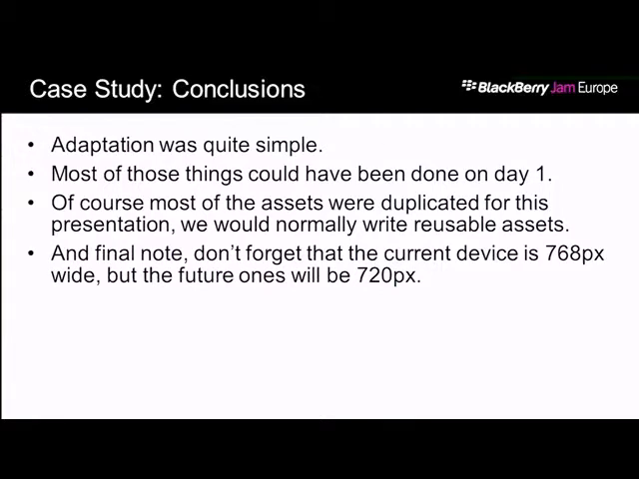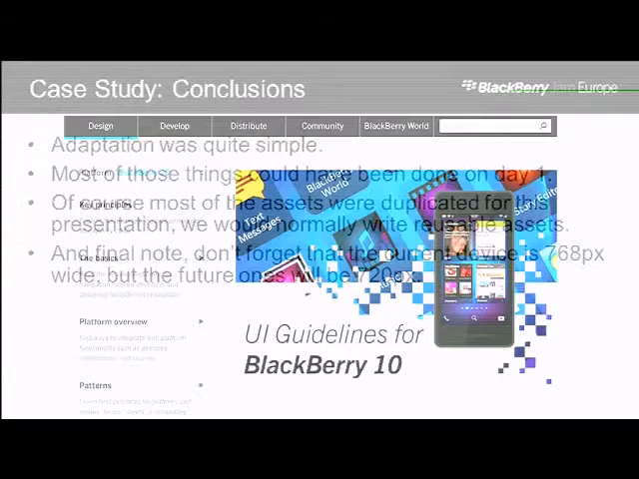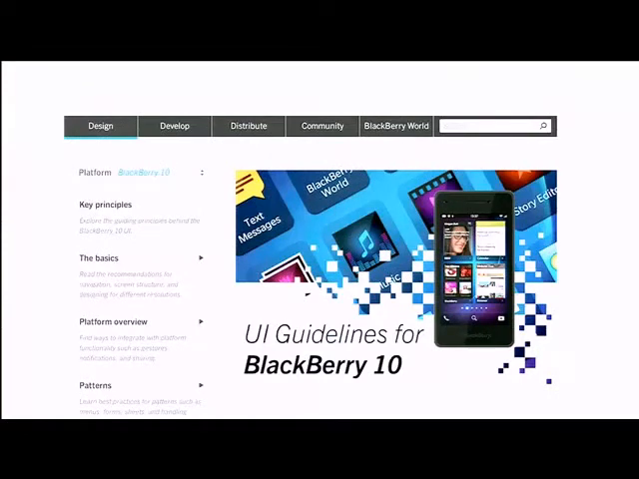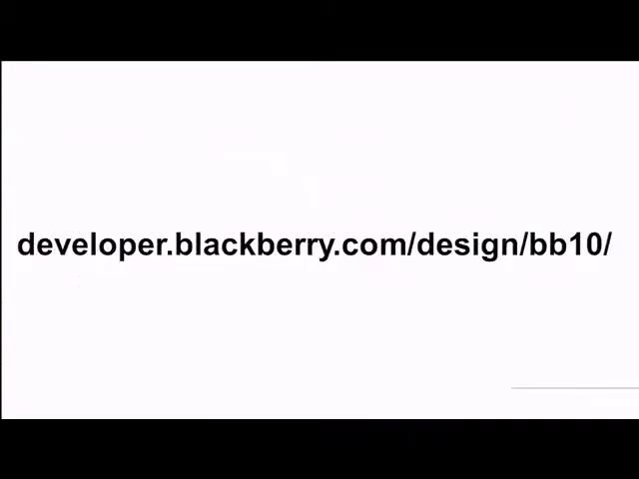And on a final note, don't forget that the current device, the Z10, is 768 pixels wide, and the next ones that are coming out are going to be 720 pixels. So keep that in mind when you design your screens. That's it. Yeah, and the UI guidelines and the developer.blackberry.com site reference, you probably heard about that before. Here's the link once again, and then we'll reference some of the stuff that's in there.